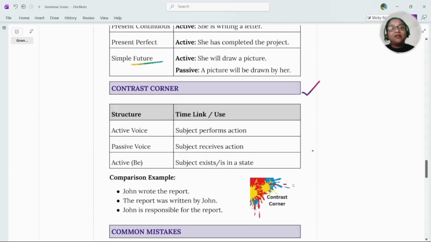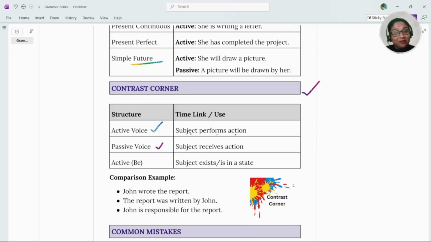Let's quickly go ahead and look at them in detail. So, the structure and the time link or the usage. Okay. The structure, when you're looking at active voice, is very simple, right? It's very simple, because you are going to concentrate on the subject performing an action when the sentence is in the active form. Now, when it is in passive form, I told you the subject receives the action, it becomes secondary, and your action becomes primary.